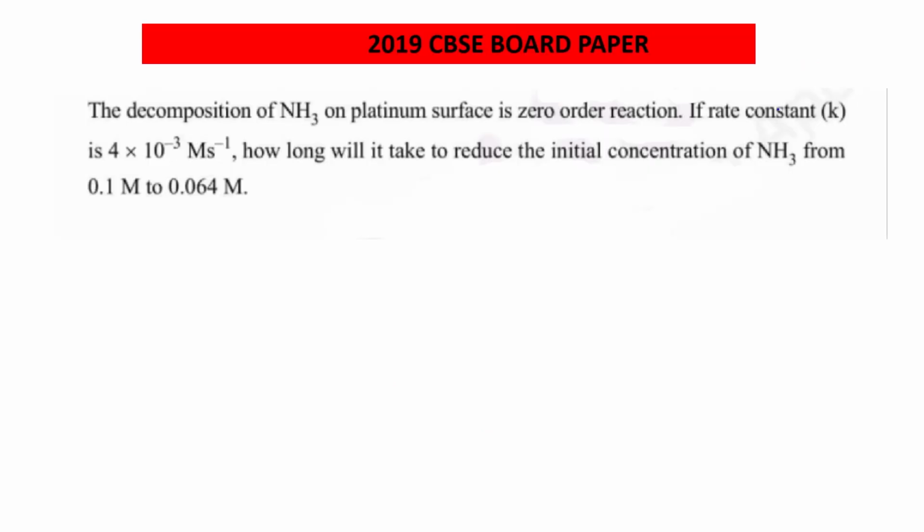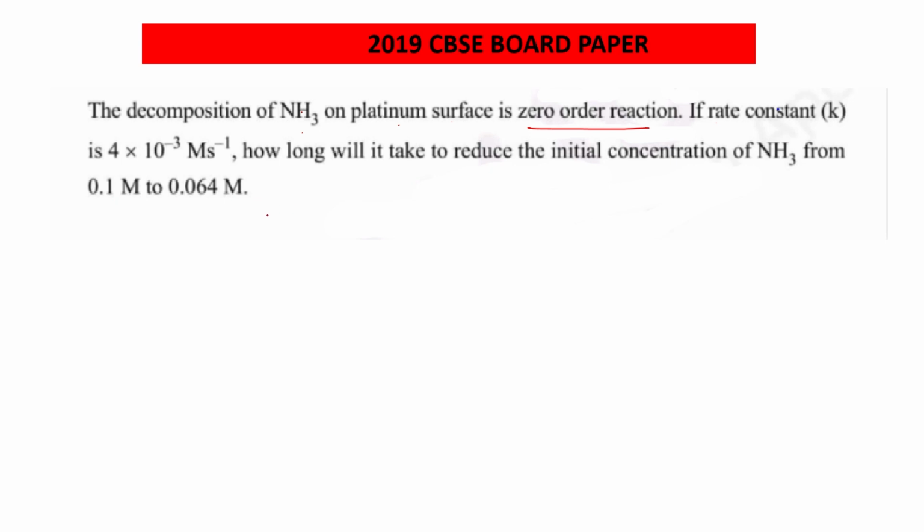Now let us come and see the 2019 paper. What did they give us? They said there's one more chemical kinetics numerical here. The decomposition of ammonia on platinum surface is a zero order reaction. Okay. If the rate constant k is given, then how long will it take to reduce the initial concentration of ammonia from this quantity to this quantity?